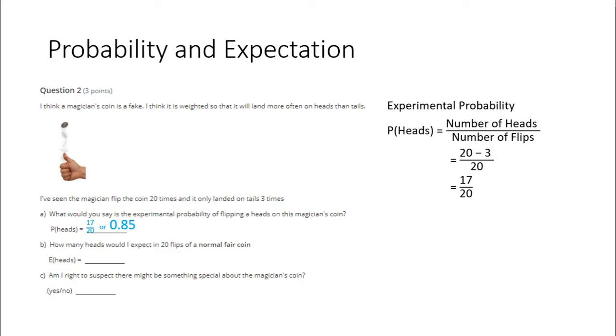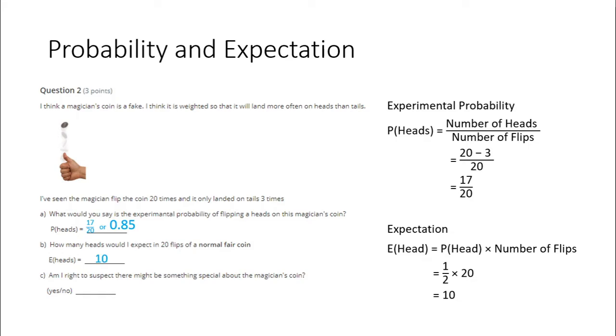Now, how many heads would you expect in 20 flips of a normal, fair coin? So think about what the theoretical probability of flipping a heads on a coin is. There are 2 sides, one's heads, one's tails, so the probability of flipping a heads is 1/2. So I would expect to get 1/2 of those coin flips turn up heads. The expectation is always some fraction of the total number of tries, and this fraction is 1/2. So 1/2 of 20, that's 10. I would expect 10 heads on a normal fair coin.